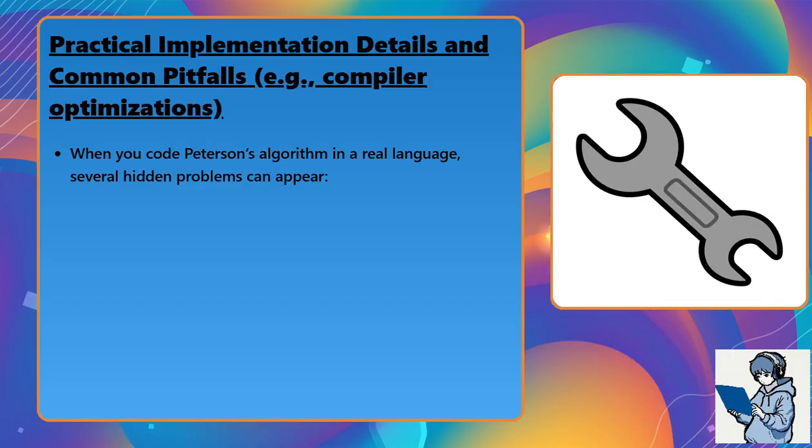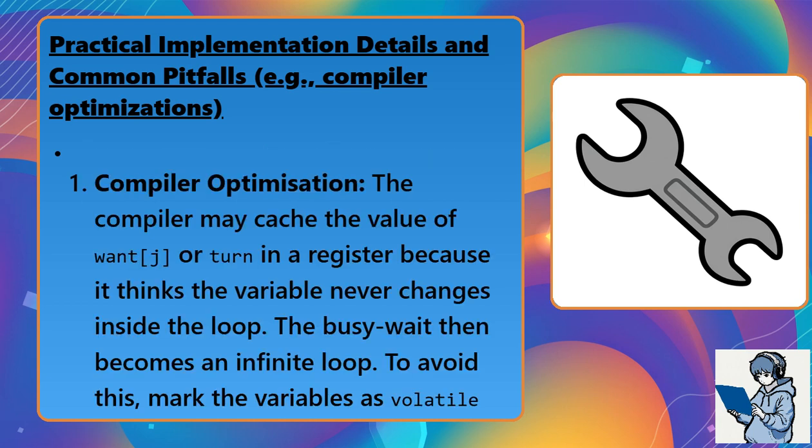When you code Peterson's algorithm in a real language, several hidden problems can appear. Number 1, compiler optimization. The compiler may cache the value of want[j] or turn in a register because it thinks the variable never changes inside the loop. The busy wait then becomes an infinite loop. To avoid this, mark the variables as volatile in C or C++, or use std::atomic with memory_order_relaxed for the reads and writes.